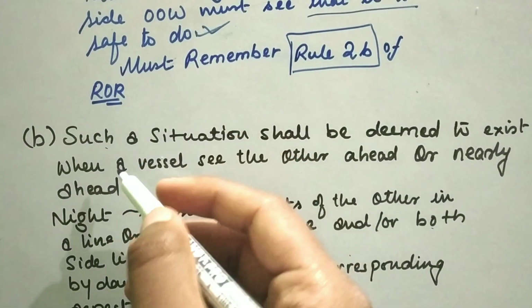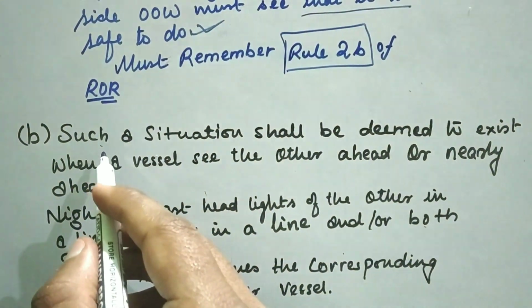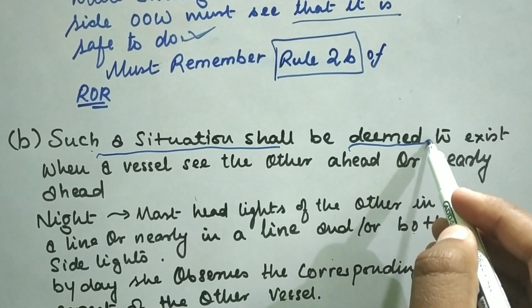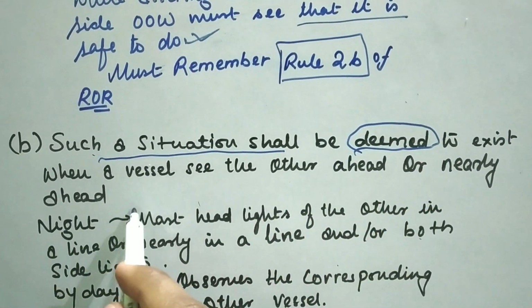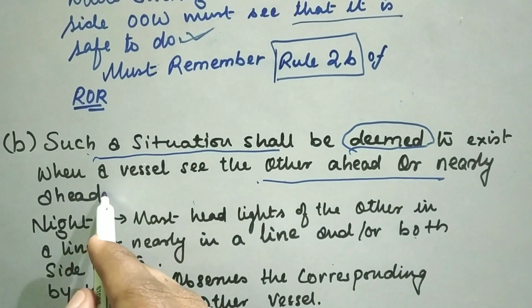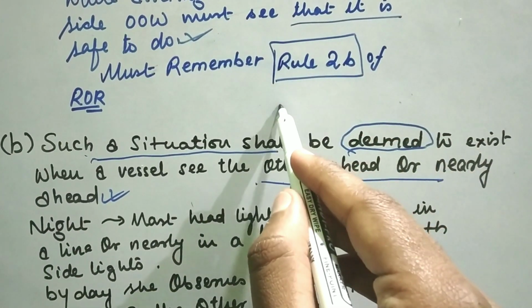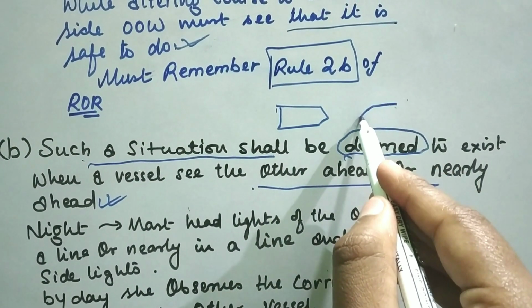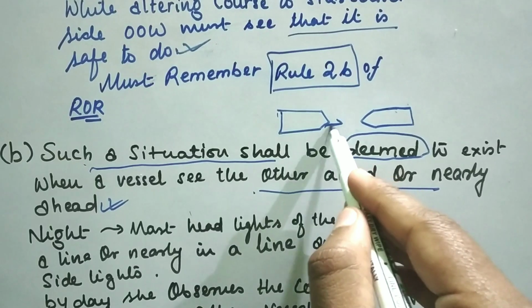Now we will see what Part B of this Rule number 14 says. Such a situation shall be deemed to exist when a vessel sees another vessel ahead or nearly ahead.